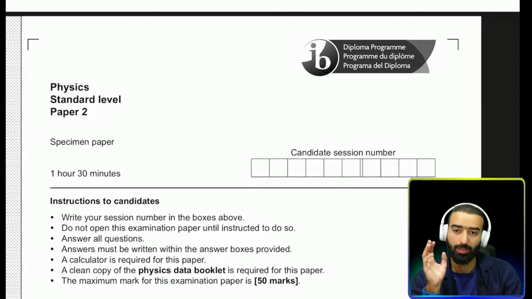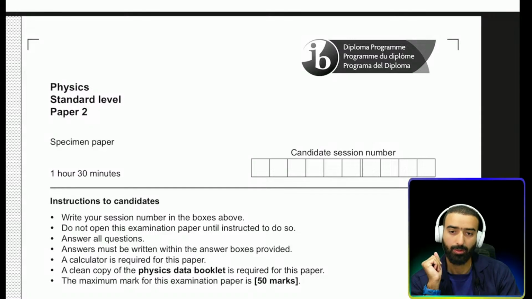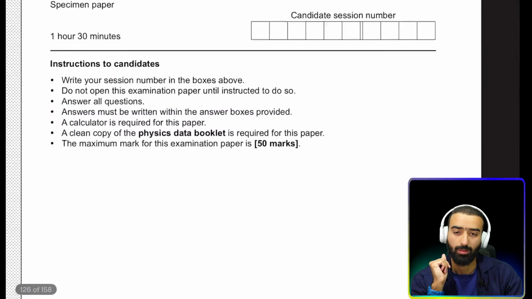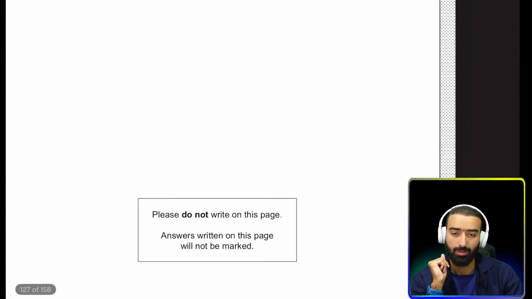Hello students, let's solve the specimen paper for paper 2 2025, the SL. All right, let's look at the first question.